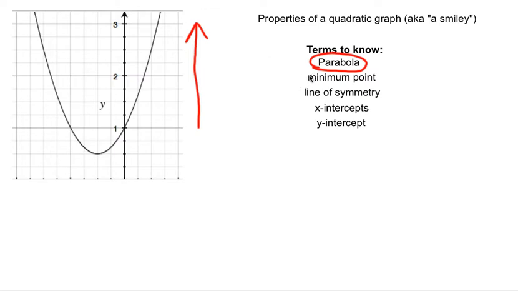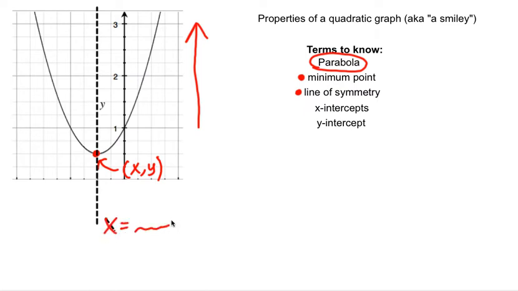In this case, when a parabola opens upward, it has a minimum point. That minimum point is the lowest point of the parabola. You'll notice it there. It's usually referred to by its xy coordinate. The parabola also has a line of symmetry. A line of symmetry is an imaginary line that cuts the parabola exactly in half. You'll notice it has a special relationship there with the x value, and we often refer to it by its x value. So we could say x equals whatever that point is.